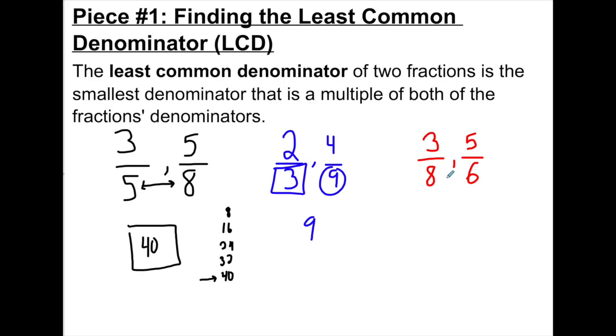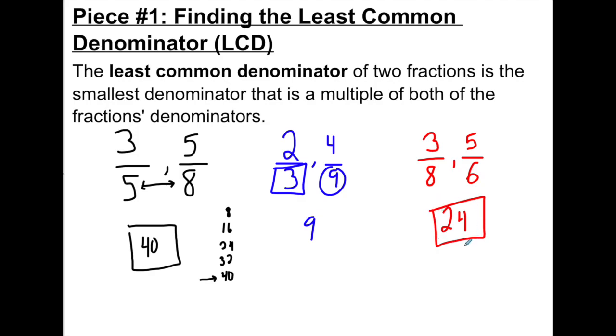Finally, this is an example of one in which we've got 3/8 and 5/6. We have some fractions whose denominators have common factors, but the least common denominator isn't one or the other. If you look at 8 and 6, what you'll find is the least common denominator is 24. So it's not just 8 times 6, because 8 times 6 is actually 48.